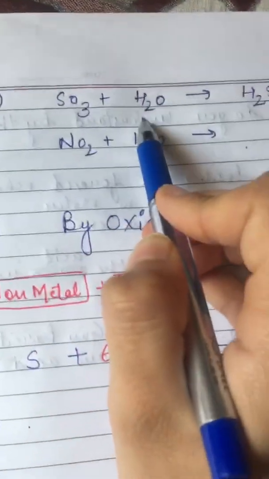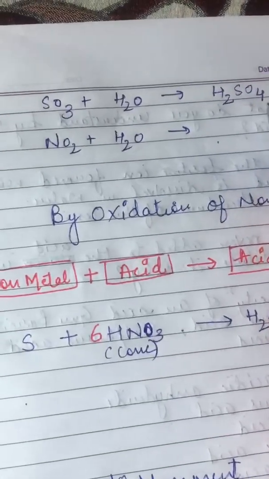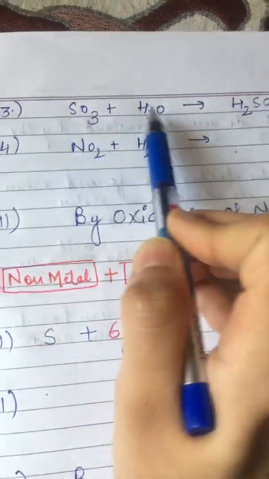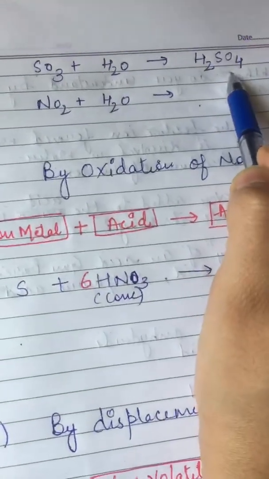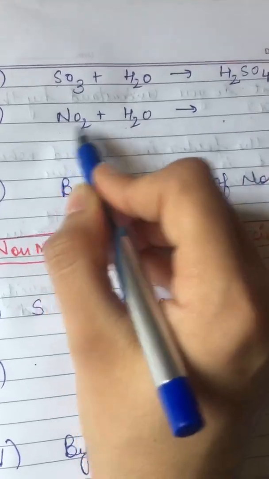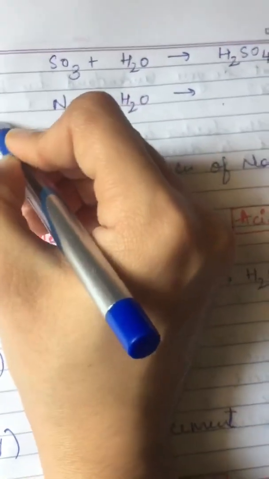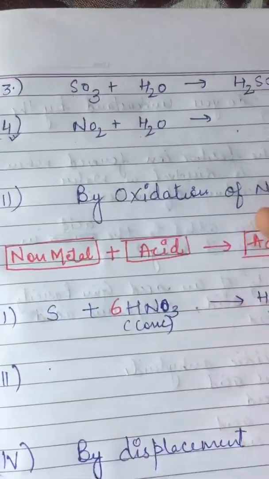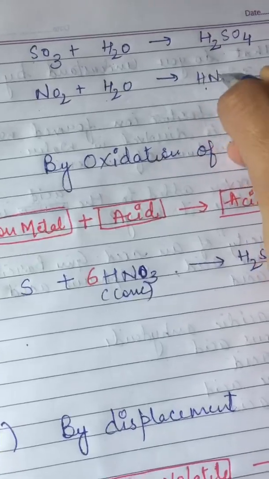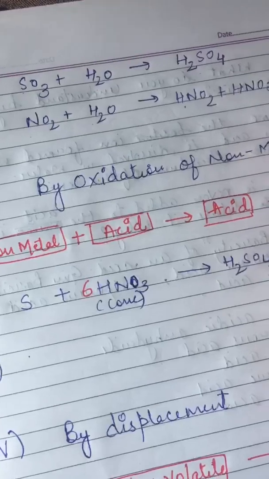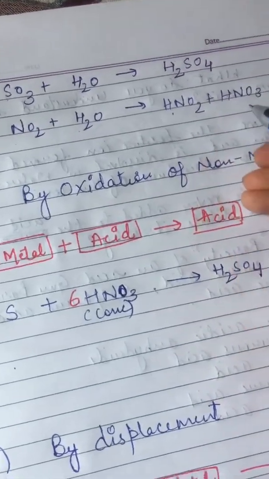Next, SO3 plus H2O gives H2SO4. It is sulfuric acid. Non-metallic oxide plus water gives acid. Now see, this part is also important: NO2 plus H2O will give two acids, HNO2 and HNO3, nitrous and nitric acid.